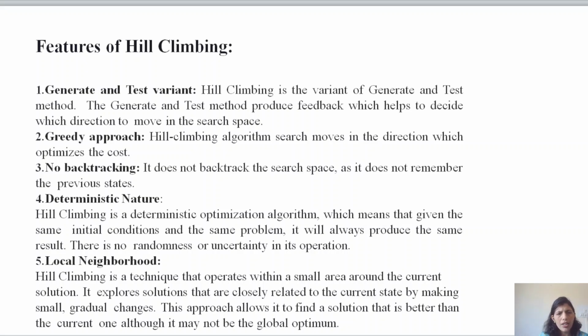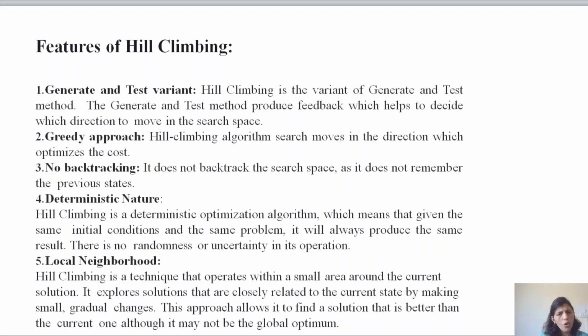Deterministic nature: hill climbing is a deterministic optimization algorithm. Means that given the same initial condition and the same problem, it will always produce the same result. There is no randomness or uncertainty in its operation.